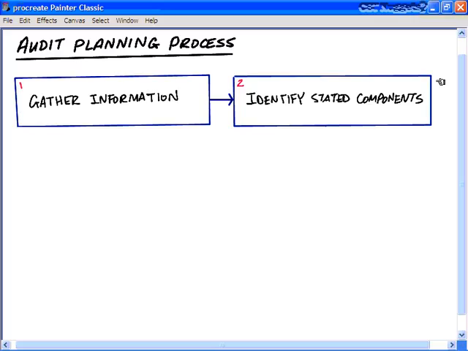Secondly, you want to identify the stated components. These are typically in the written security policy or written policies and procedures. These are components like policies, standards, required guidelines, procedures, and the organization's structure.